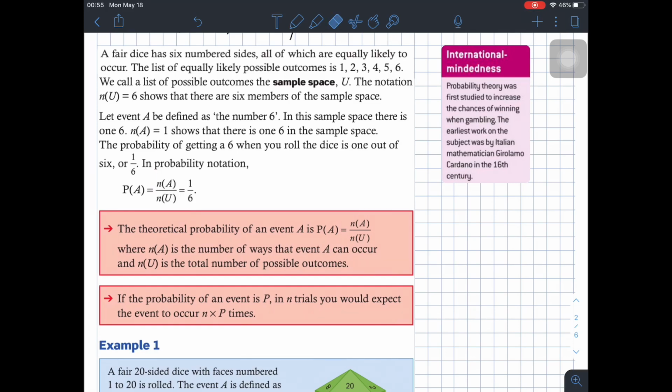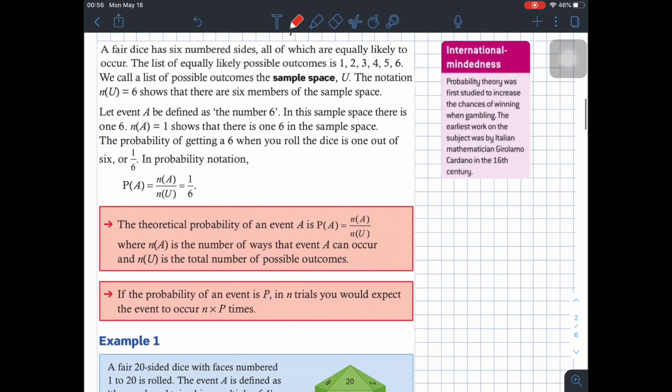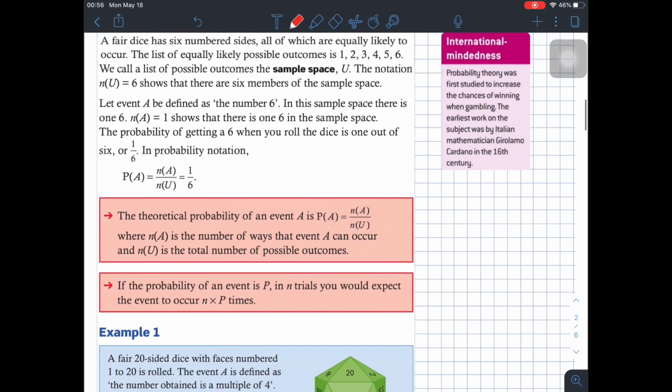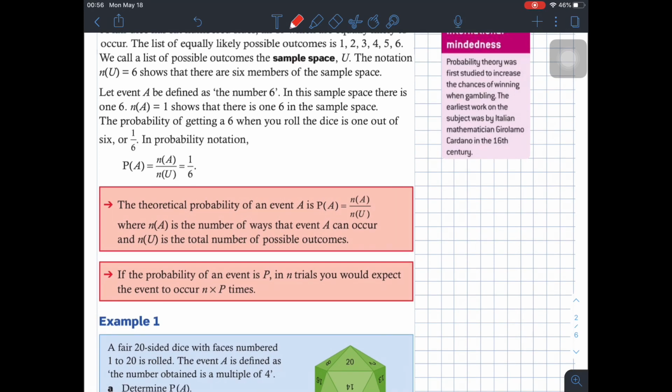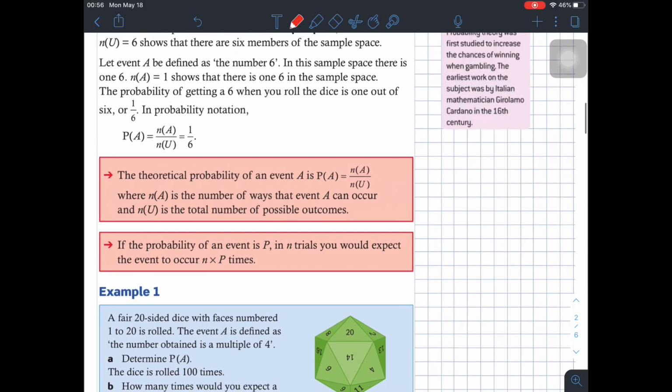So this is basically the theoretical probability, right? The probability of getting a 6 is 1 out of 6 different possibilities when we roll a dice, okay? That's the concept of theoretical probability. So it says the theoretical probability of an event A is P(A) equals N(A) over N(U), where N(A) is the number of ways that event A can occur, and N(U) is the total number of possible outcomes in the universe, okay?